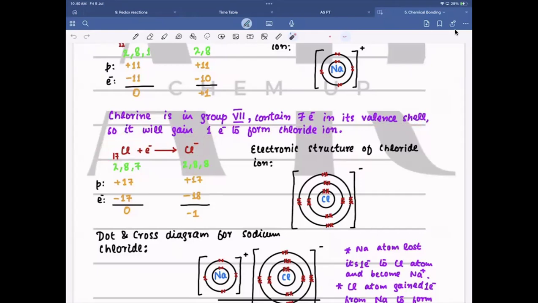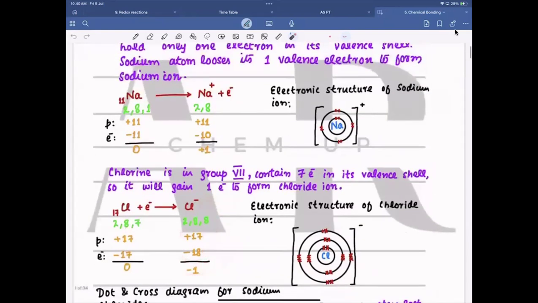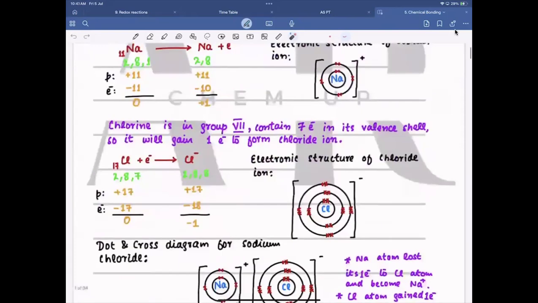But when it gains one electron, instead of 2, 8, 7, its electronic configuration becomes 2, 8, 8. So one electron gets extra. Now 18 electrons, so -18 charges, but protons are still 17. If I add them, I get -1, and that's why the ion carries a -1 charge. Same here, after loss of one electron, protons remain the same, so +11 charges, and electrons are 10, so -10. If I add them, I get +1. That's why this ion carries a +1 charge. Is this understandable?